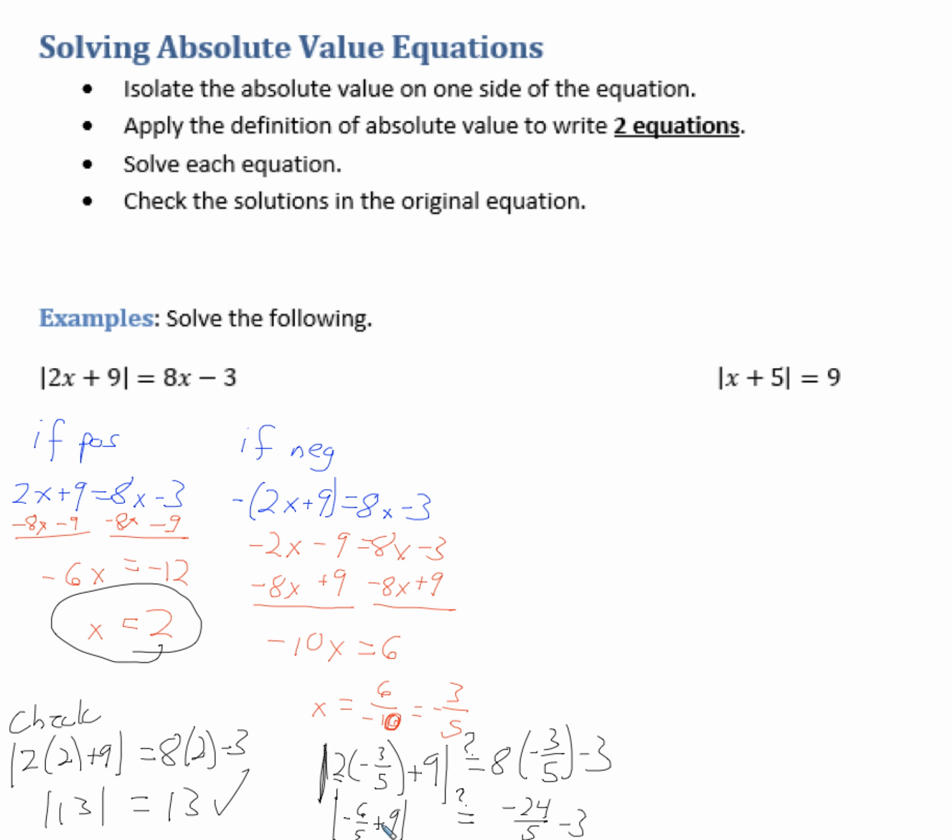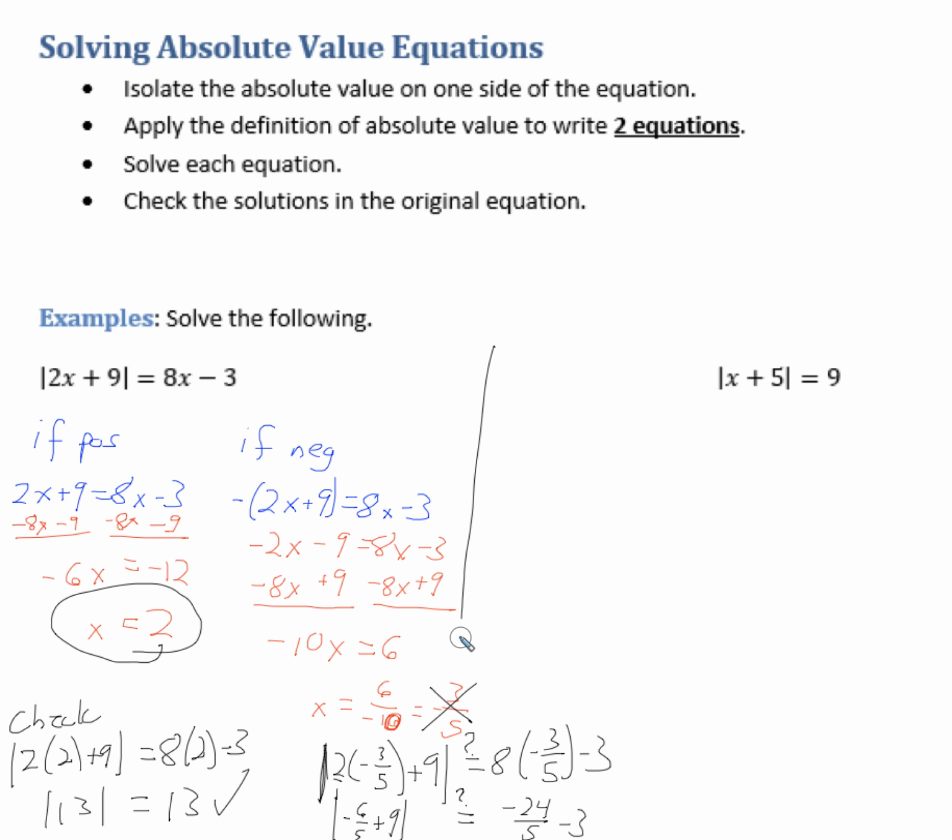The absolute value of a positive is positive. So over here, we're going to get a positive number. Over here, we have a negative minus 3 is going to be more negative. So we have a positive and a negative, so a positive cannot equal a negative, so this does not work. So negative 3/5 is not part of the solution, so our only answer is x equals 2. So we didn't have to go all the way through that because we saw a positive can't equal a negative.